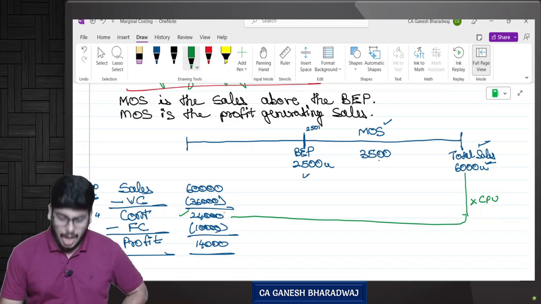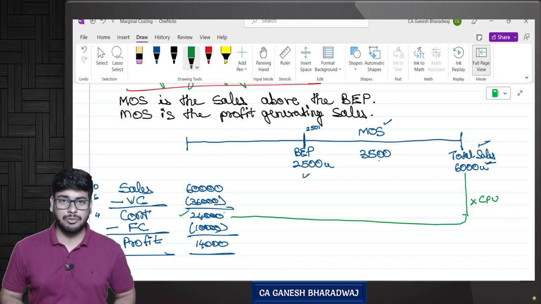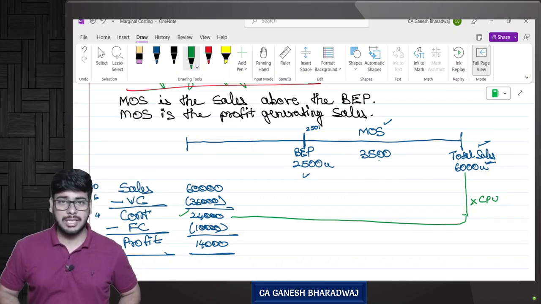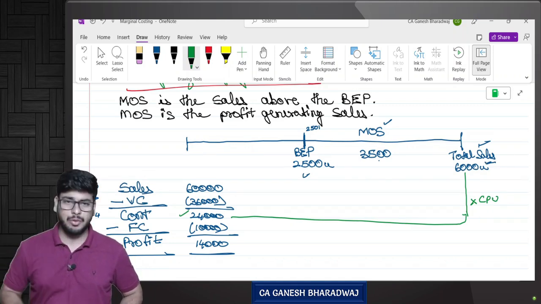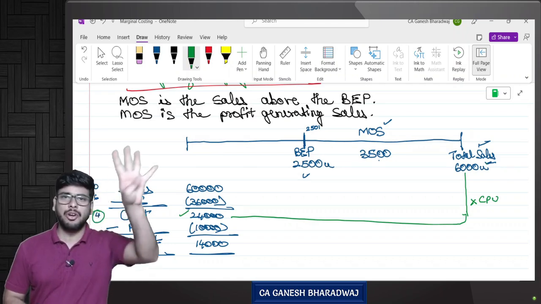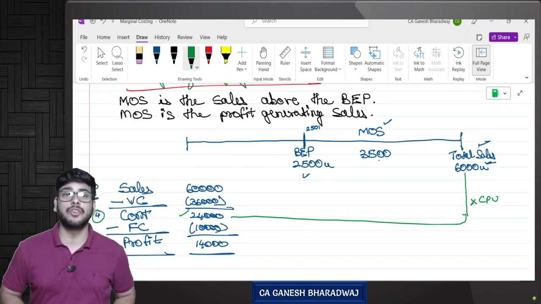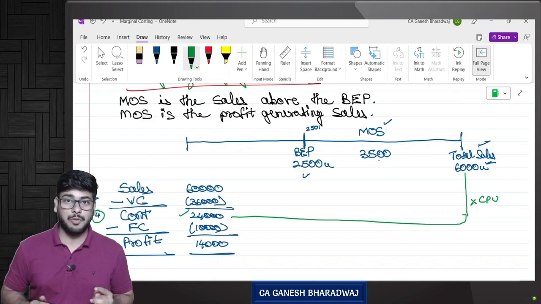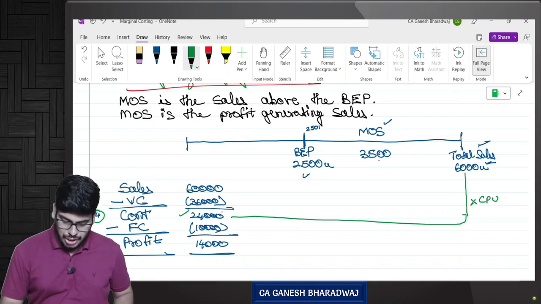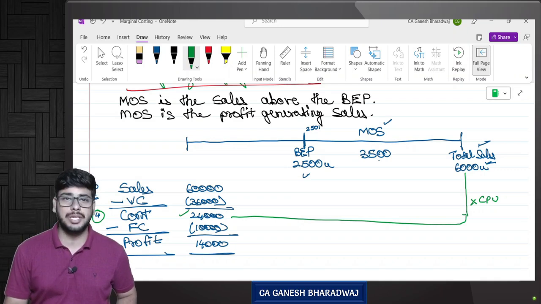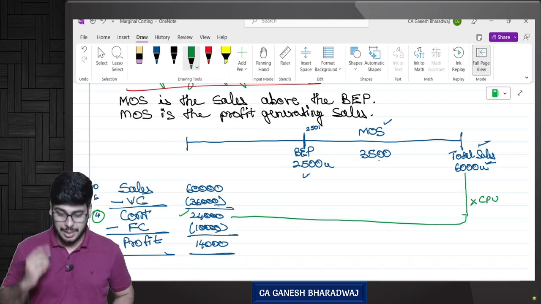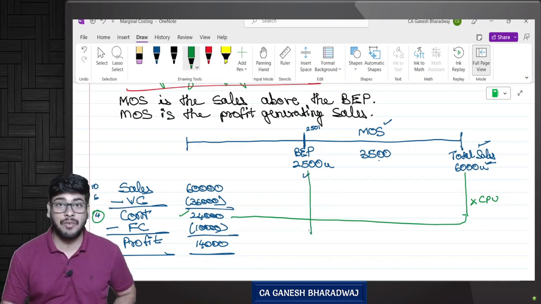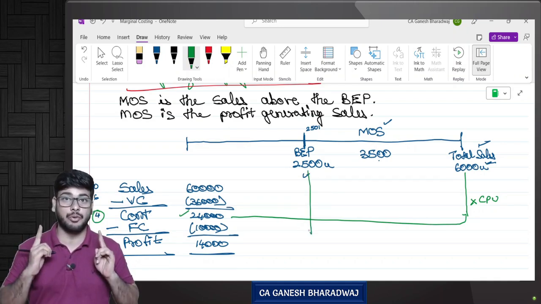So now tell me, how have I generated this 24,000 rupees of contribution? Very simple. Totally you have sold how many units? 6,000 units. Perfect. Every unit was generating how much contribution? 4 rupees of contribution. 6,000 into 4, 24,000 rupees. Correct? Or let me put it this way. How was I able to generate this 24,000 rupees of contribution? Let's break it up. First 2,500 units. What is the 2,500 units?